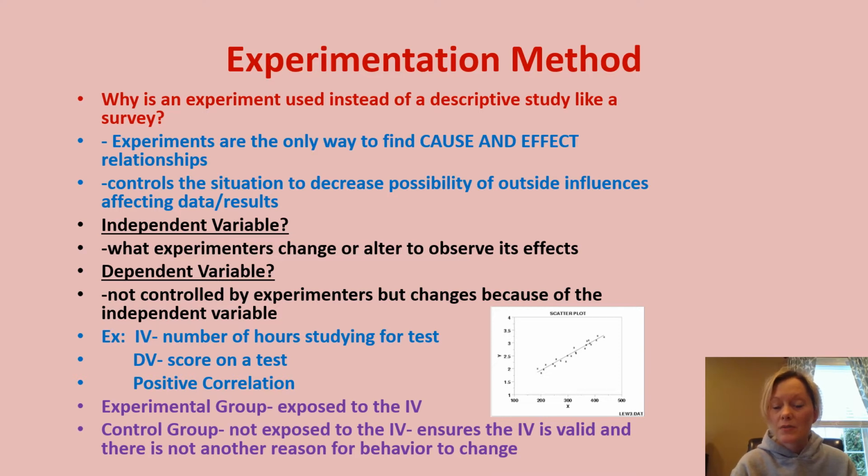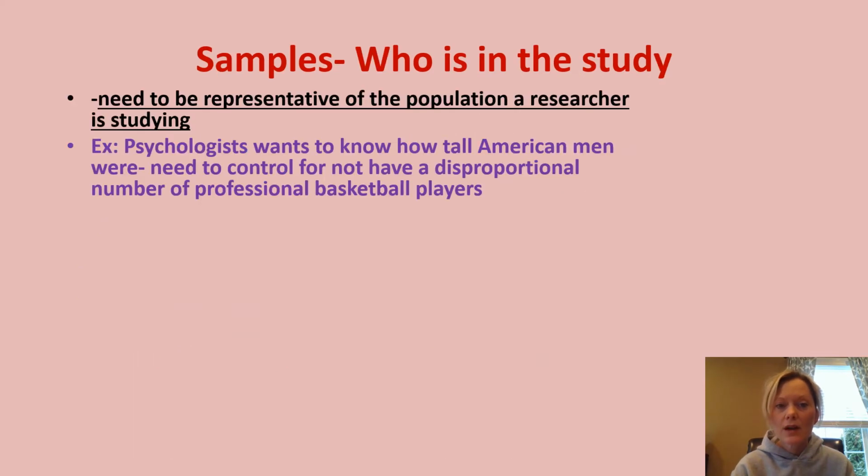The experimental group, remember, is exposed to the independent variable. The control group is not exposed to it, and it ensures that the independent variable is valid. There's no other reason for that change. So if you have this placebo group or control group, somebody that's not getting the exposure to it, then you can see if that's actually the variable that's causing it. All right.